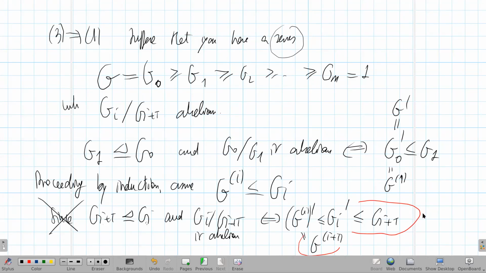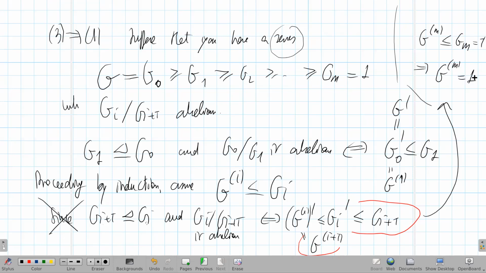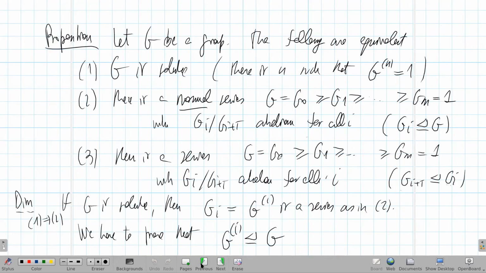And so once we have this, let's finish here because we have some room. What we obtained is that G superscript m is contained in Gm, but this is 1. So we obtain that G superscript m is 1. And this means that the group is soluble, because soluble means that there is a term of the derived series that gets to 1, okay? And right, so we have proved the equivalence of these three conditions, and we'll see them in action in a second.